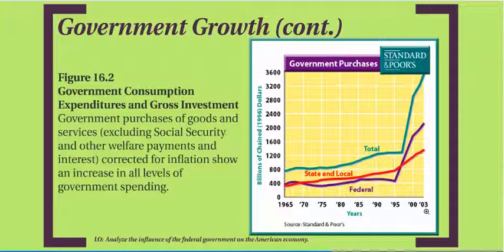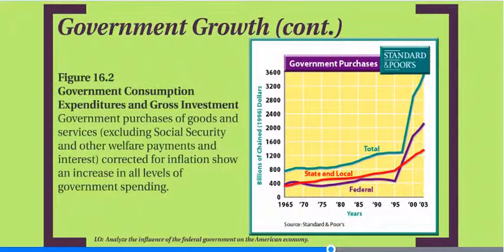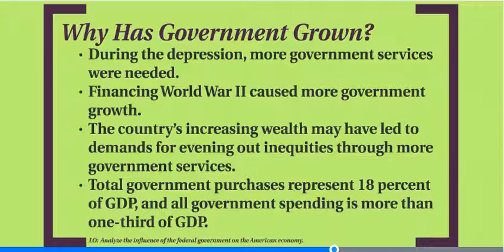Government purchases of goods and services, excluding Social Security and other welfare payments and interest, corrected for inflation, show an increase in all levels of government spending. Why has government grown? During the Depression, more government services were needed. Financing World War II caused more government growth. The country's increasing wealth may have led to demands for evening out inequities through more government services. Total government purchases represent 18% of GDP, and all government spending is more than 1/3 of GDP.